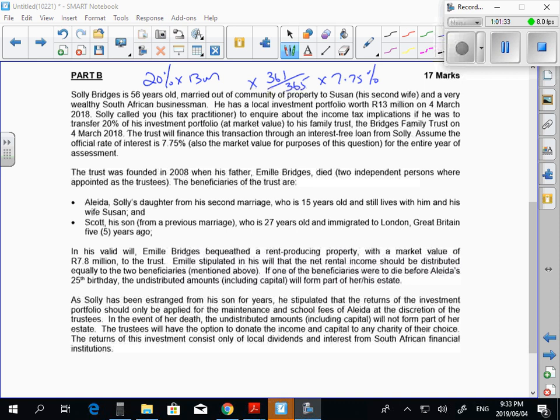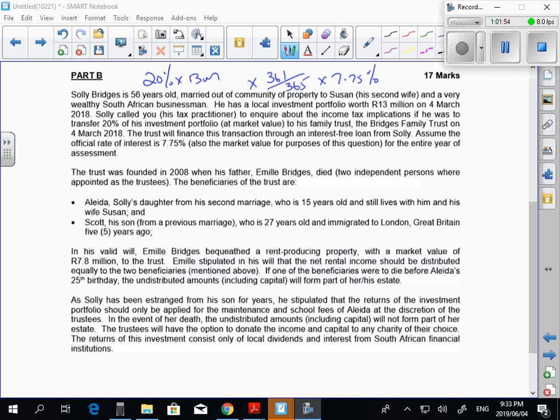You're also going to need to discuss Woolwich, and it'll be a Woolwich limit based on the same numbers. Are you guys comfortable? I'm going to let you read through the solution now. It says the trust was founded in 2008 when his father, Emil Bridges, died. Beneficiaries are Alida, Solly's daughter from a second marriage, 15 years old. So that's going to be 7.3 when we discuss it.